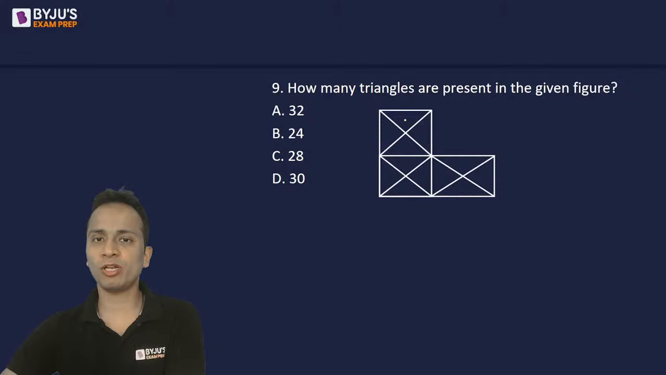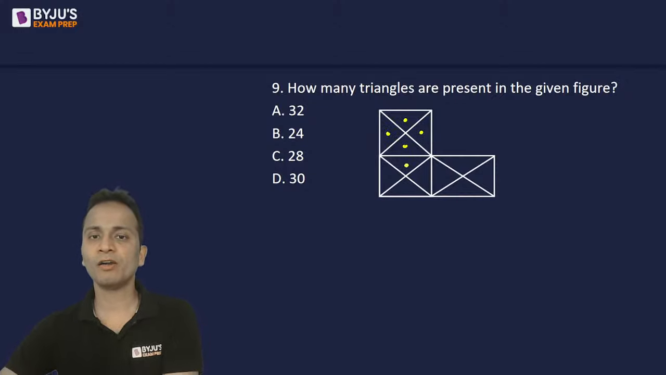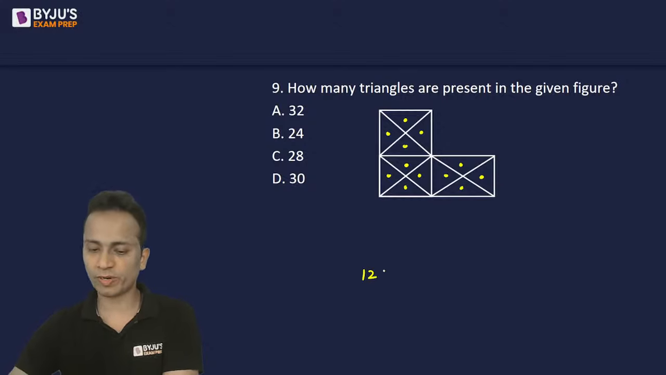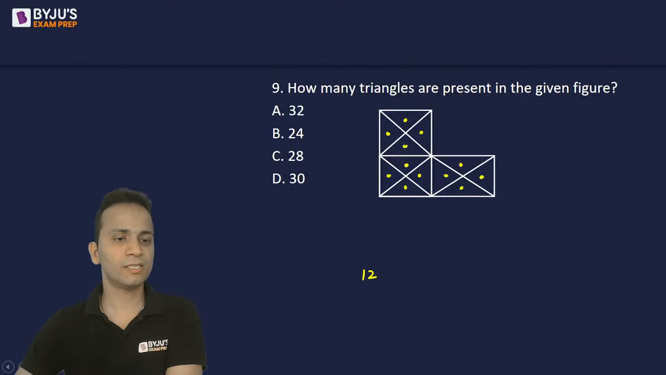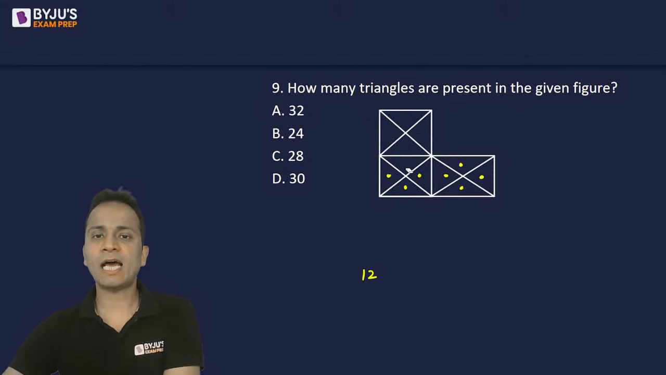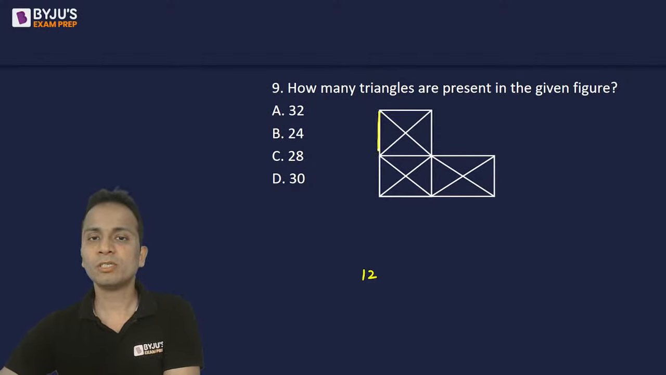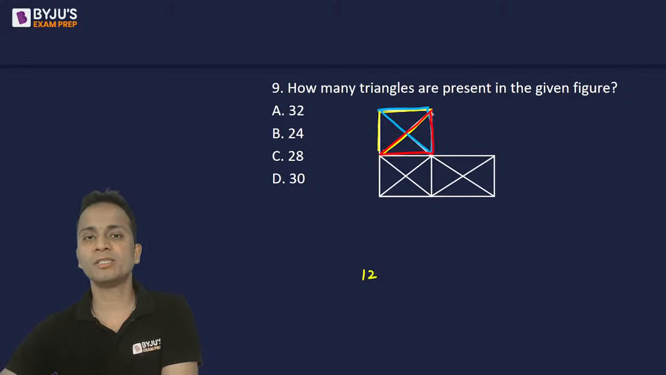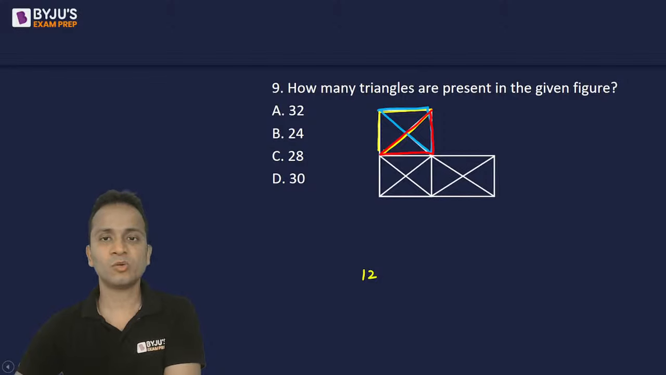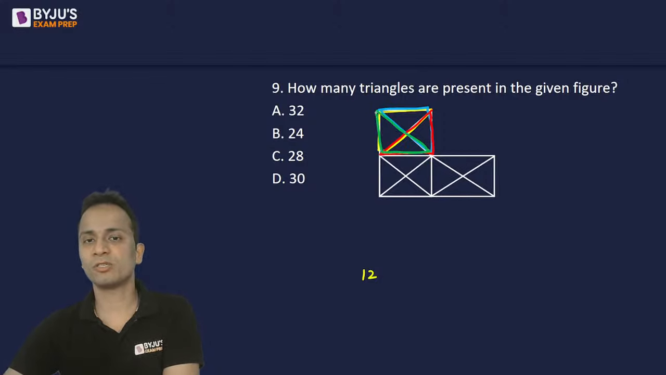So first of all, I'll count the smallest triangles. So 1, 2, 3, 4, 5, 6, 7, 8, 9, 10, 11, 12. Okay, so these are 12 triangles, right? The smallest triangles. Now, I'll erase these dots and will count the triangles which are made up of two triangles. Okay, so this is one triangle, right? Then this is another triangle. In this square, there will be four such triangles. Wait, let me keep changing the color of the pens. This is third, okay? And once again, this is fourth, okay?